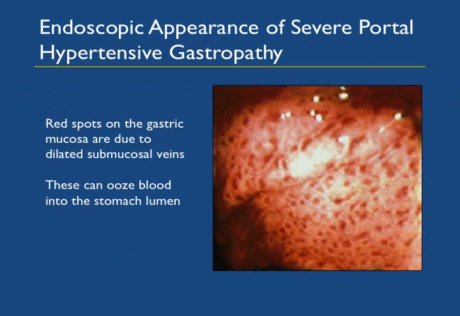The next slide shows the endoscopic appearance of severe portal hypertensive gastropathy. These are red spots all over the gastric mucosa. They're due to dilated submucosal veins, and these tend to more ooze blood into the lumen of the stomach, causing low-grade loss and usually more iron deficiency anemia. These are also abnormal vessels that do not have normal vascular integrity. Of course, the coagulation problems in cirrhosis can make them bleed more readily.